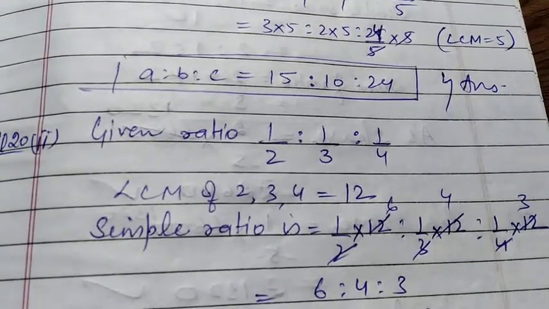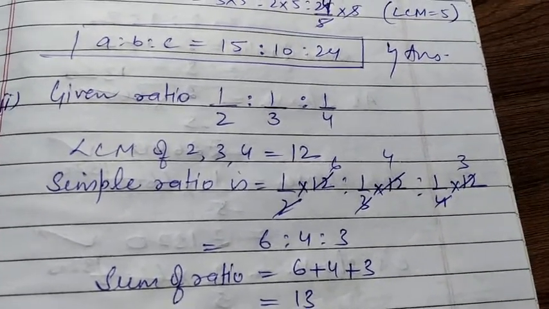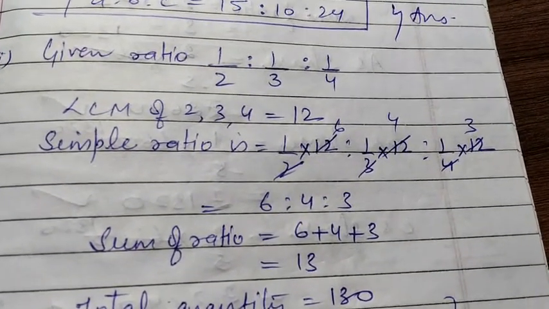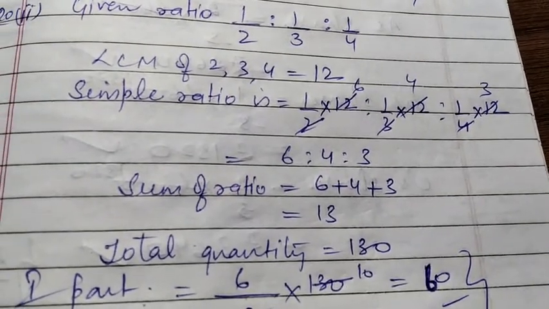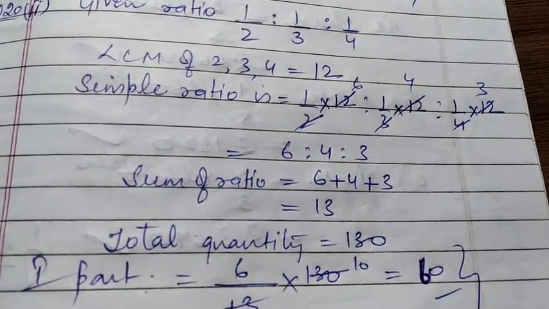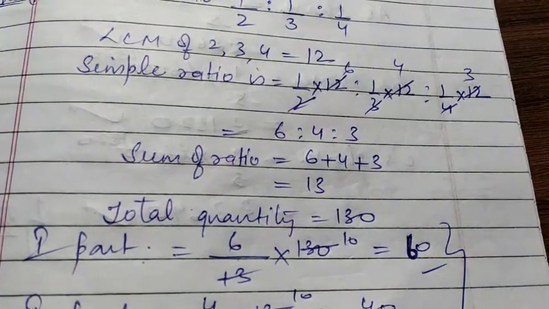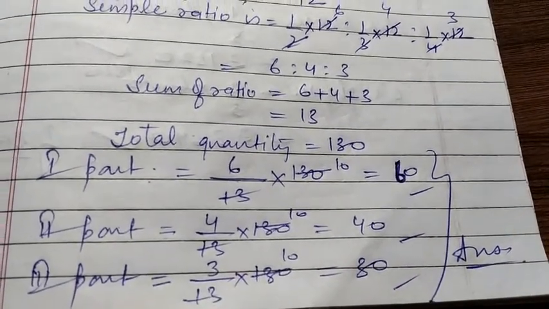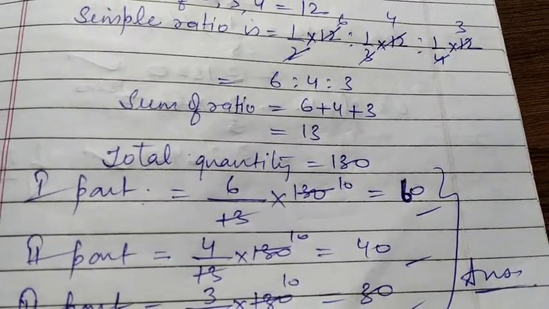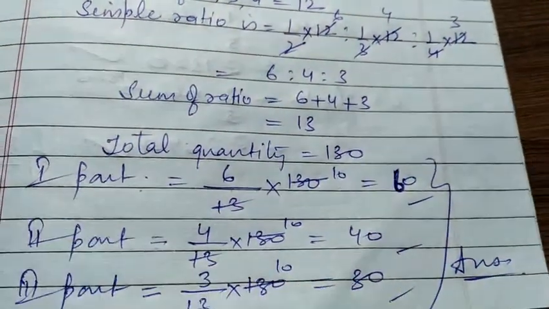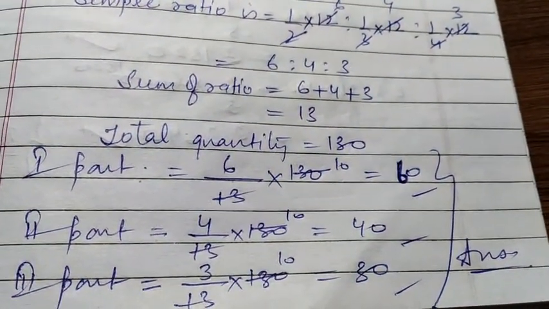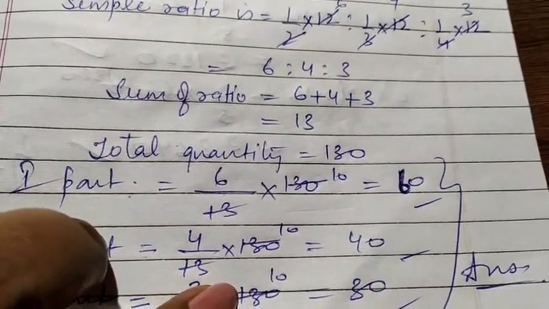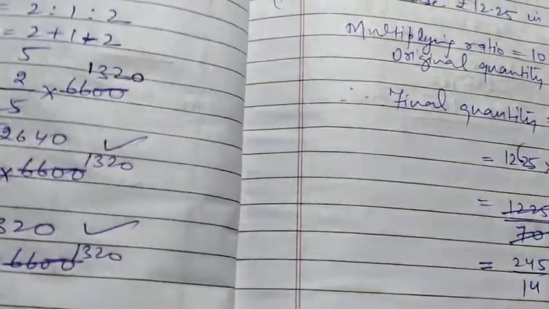But you can see the ratio is complex. So first take the LCM and change it into simple form. So we got 6:4:3. Same method, take the sum of it. Total quantity is given, 130. I have done the second part. So the first quantity will be 6/13 into 130, the second quantity 4/13 into 130, and the third quantity 3/13 into 130. Here also you can check by adding the first, second and third quantities. The total sum will come to 130 if you have done it correctly. If the sum is not coming to 130, it means you have done it wrong.